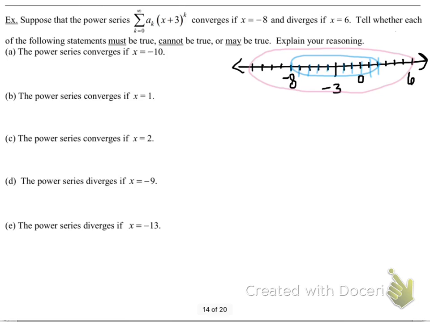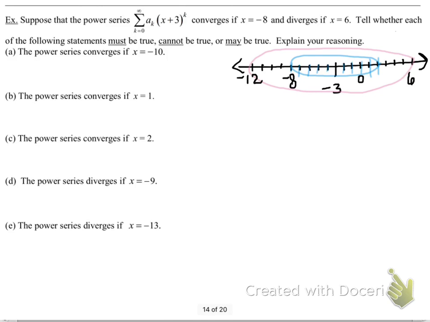Okay, so our radius of convergence is somewhere between 5 units away from the center and 9 units away from the center. I'm going to go ahead and label this other piece here. So this would be negative 12. Okay. The power series converges if x equals negative 10.